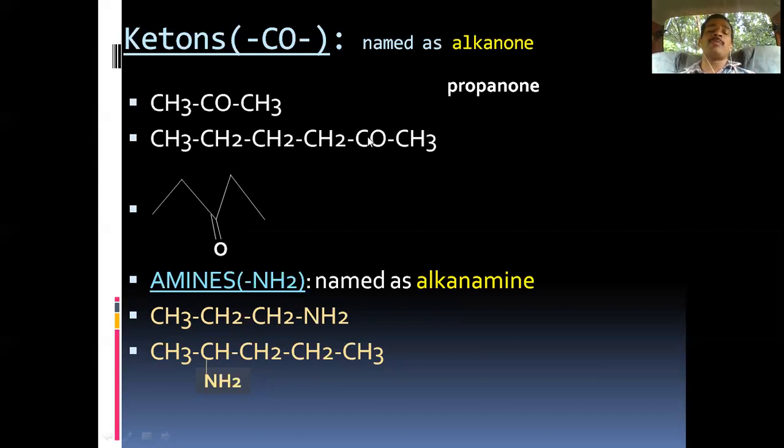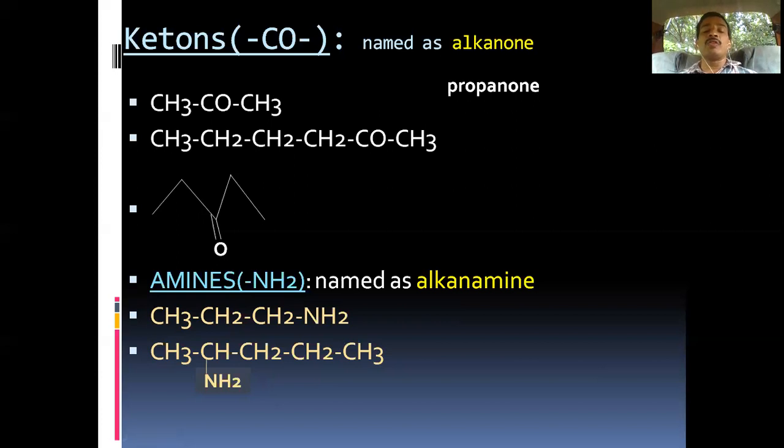Here there are several possibilities for the presence of the CO group. It can be in the second carbon atom, it can be in the third carbon atom. 1, 2, 3. If you start numbering from here, 1, 2, 3. So 2 possibilities are there. It can be in the second carbon atom or it can be in the third carbon atom. It is not the fourth carbon atom. If you start numbering from this side, 1, 2, 3, it is the third carbon atom.